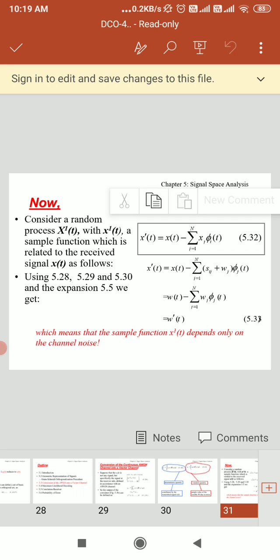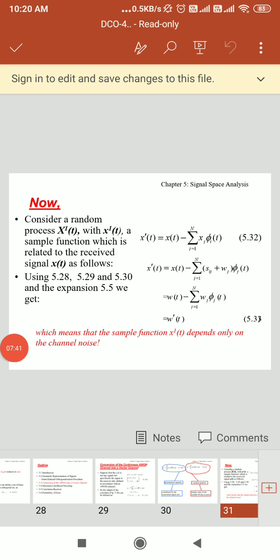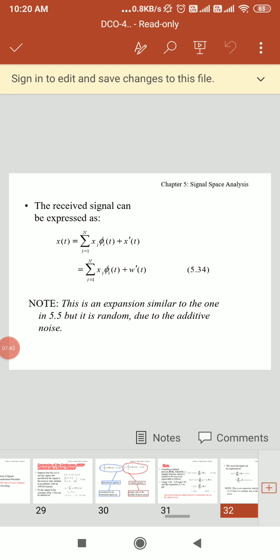So we can say directly the value of the sample function will depend only on the noise. Which noise? The channel noise. Because here if you see, you will get the sample function x'(t) equal to w'(t). So we can say the sample function x'(t) depends on the channel noise. So we can say here the received signal can be expressed as x of t equal to summation j equal to 1 to n xj phi j of t plus x'(t).